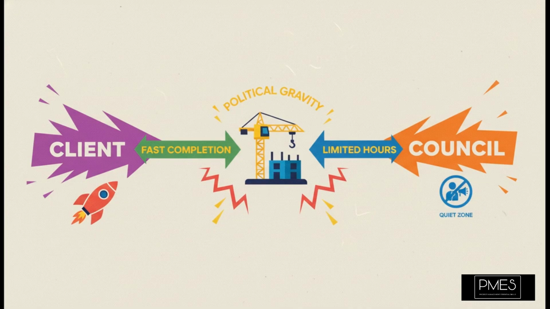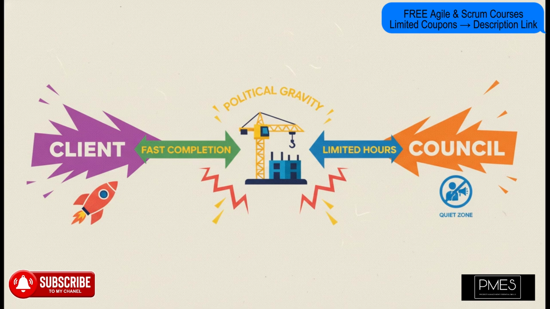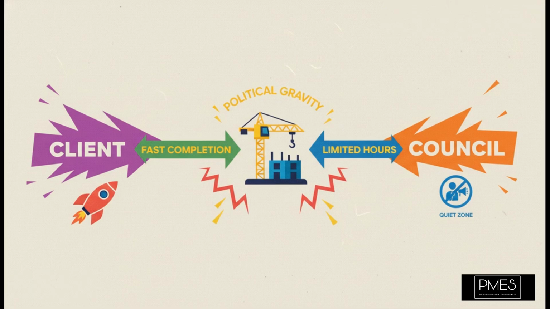And look, just getting a list of names is not enough. You have to understand their goals, because often they're not aligned. Take this example. Your client wants the building done fast to start making money, but the city council wants you to limit construction hours to keep the neighborhood happy. Those two goals are in direct opposition. Part of your job during identification is to spot that conflict early. It's like you're mapping the political gravity of your project before it starts pulling everything apart.